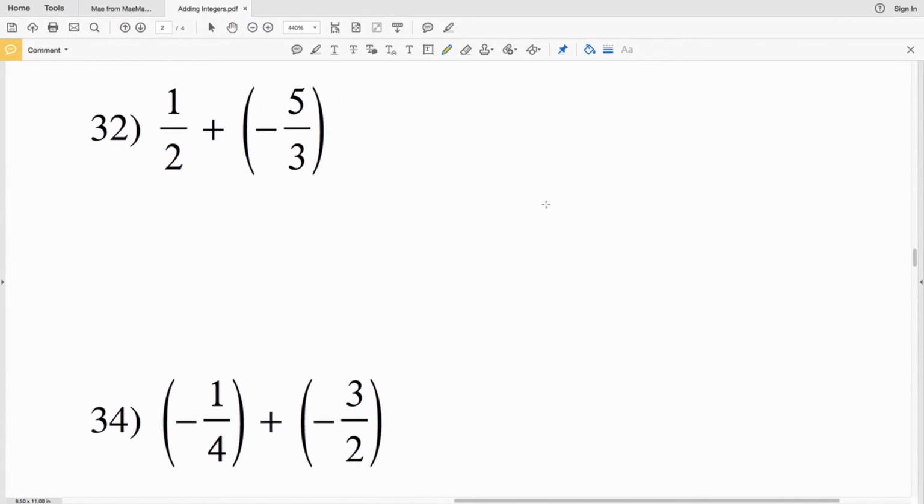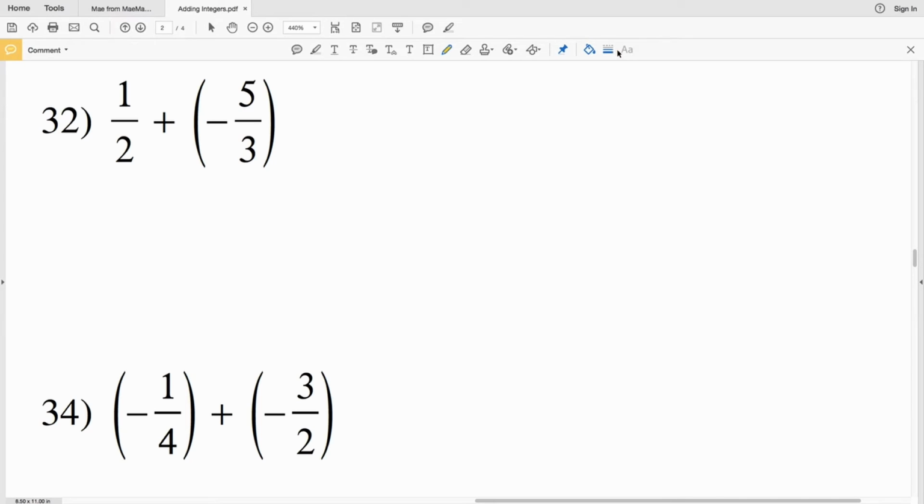Let's go on to 32. 32, we're going to have a different common denominator. So if you multiply the 2 times the 3, that common denominator is going to be 6. So in order to get to 6, we multiply the 2 by 3. So we have to multiply the numerator by 3, so we get 3/6. Now we're going to add a negative. To get from 3 to 6, we multiply by 2. So we're multiplying the 5 by 2. So that's going to be a negative 10/6.